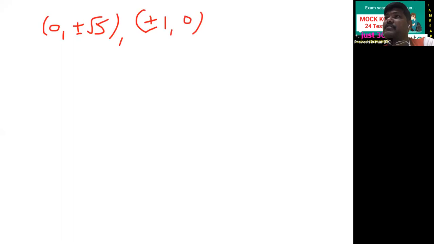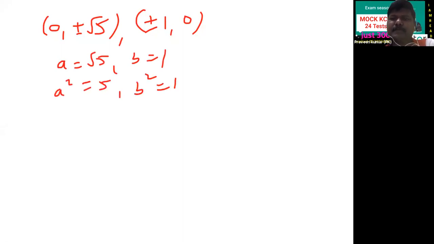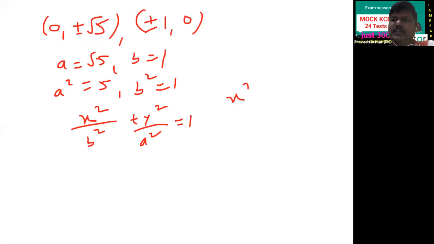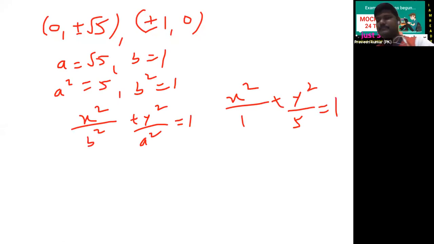Major axis is on x-axis means... major axis is on y-axis means. It is on y-axis, no? A is root 5, B is 1. A square is 5, B square is 1. X square by B square plus Y square by A square equal to 1. X square by B square means 1, plus Y square by 5 equal to 1. That's the answer. Understand? Very simple.